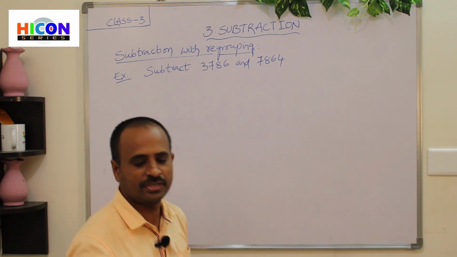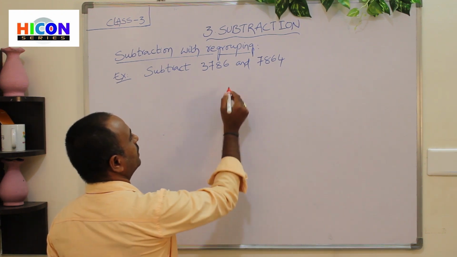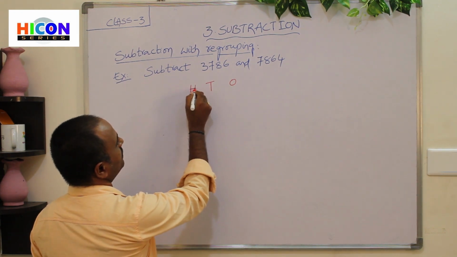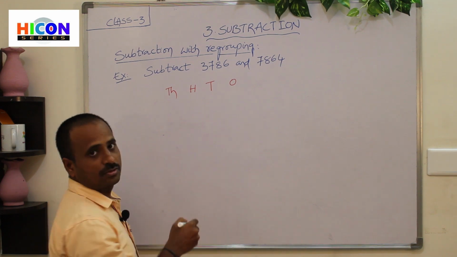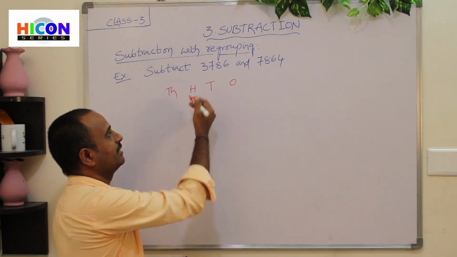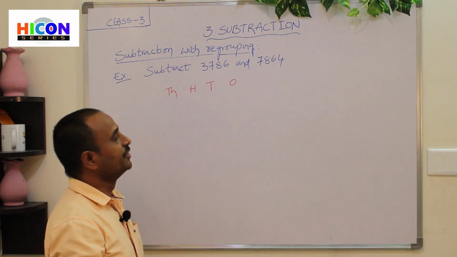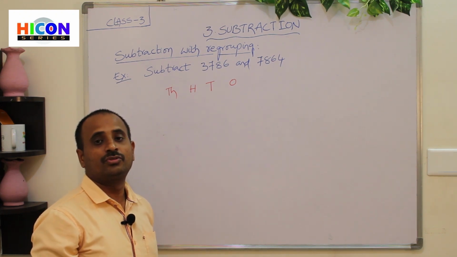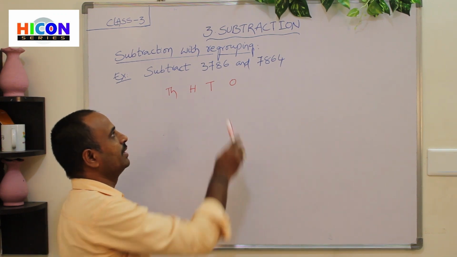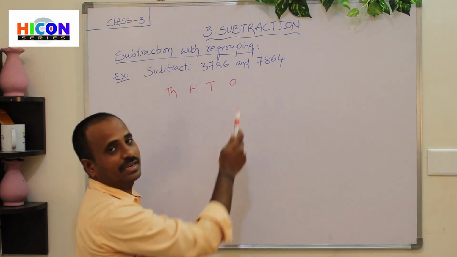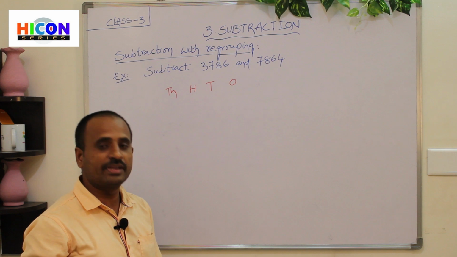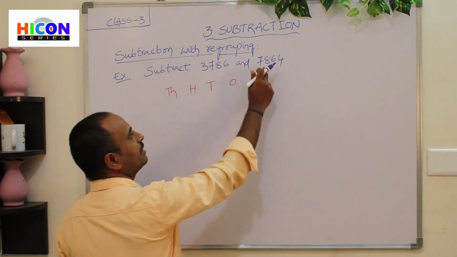So write the places first. What are the places? Ones, tens, hundreds, thousands. Now arrange these two numbers one below the other at their corresponding places. Which number do we write first? In subtraction we have to write the greatest number first. Among these two numbers, which one is the greatest? Yes, 7864 is the greatest number. So write that number first.